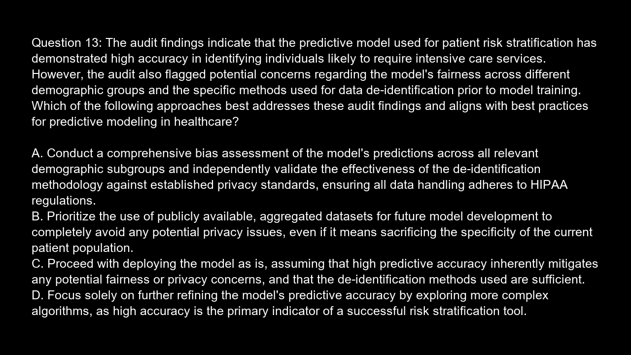Option C. Proceed with deploying the model as is, assuming that high predictive accuracy inherently mitigates any potential fairness or privacy concerns, and that the de-identification methods used are sufficient. Option D. Focus solely on further refining the model's predictive accuracy by exploring more complex algorithms, as high accuracy is the primary indicator of a successful risk stratification tool.